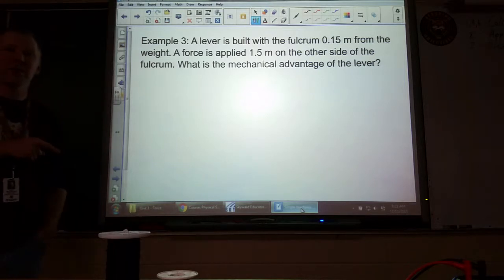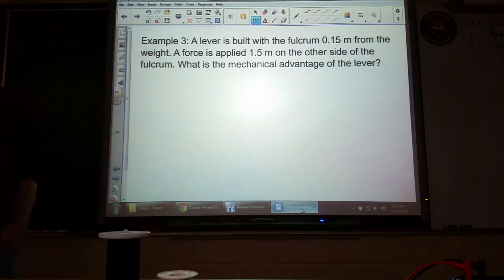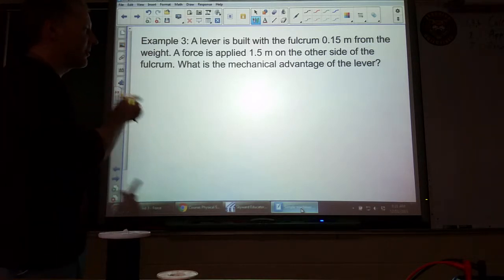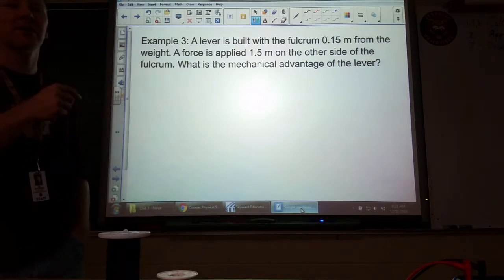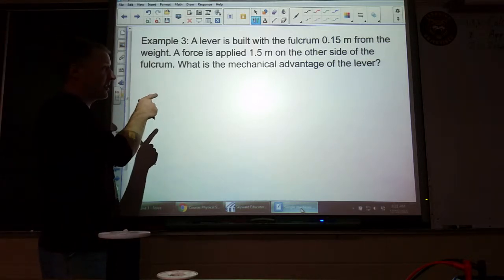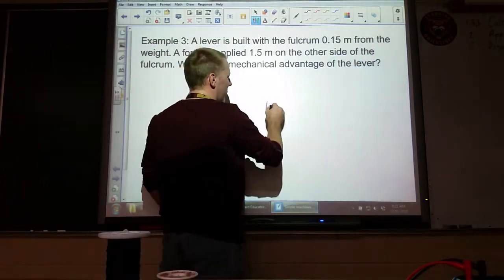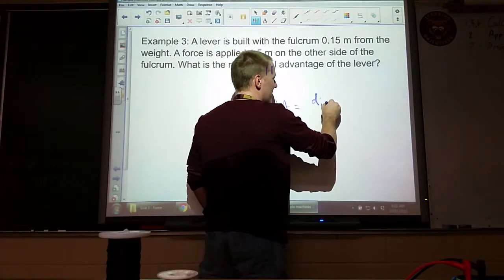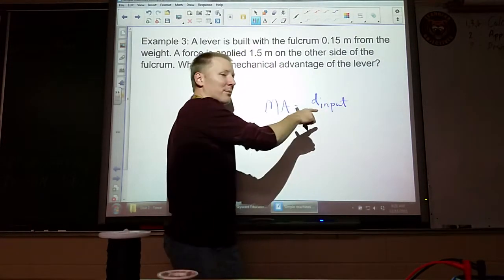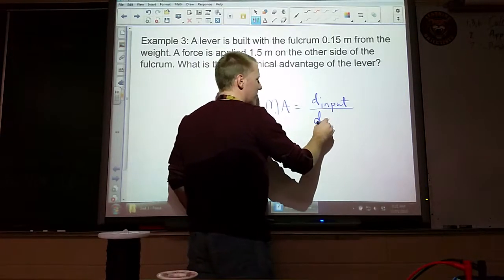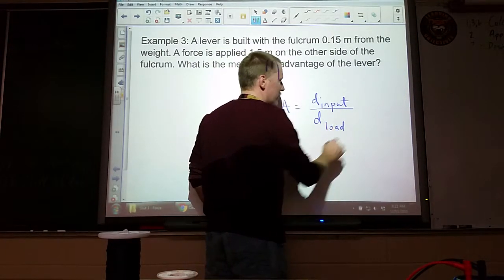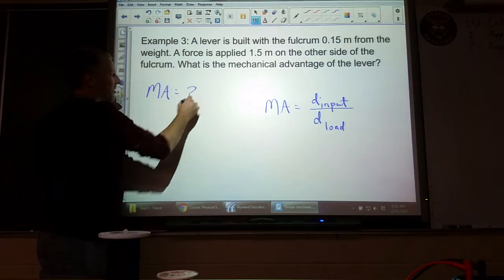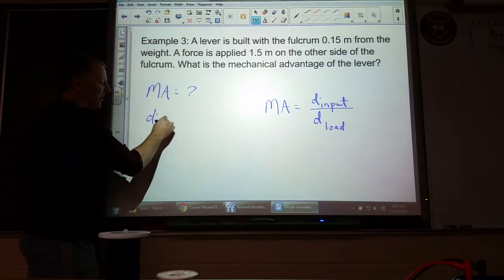Now we've got a specific machine. That means not only can we look at the forces to say what the mechanical advantage is, like we did on the last two problems, we can also apply a specific calculation based on the geometry of this. For a lever, remember, its mechanical advantage is also equal to the distance away from the fulcrum that the input is placed divided by the distance away from the fulcrum that the load is placed. It asks, what is the mechanical advantage? So we have to define the other two.